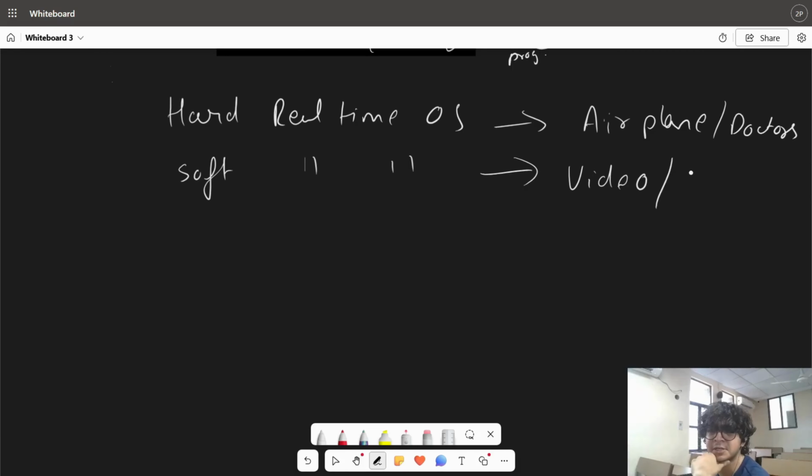Or another example you can take is games. You must have seen in games that ping is coming, a 300 ms ping. Why is there ping? Because these are based on soft real-time OS, because our priority is not to give you each and every piece of information at that specific point of time. A little delay is fine. So those kinds of systems are used where we don't need the exact information at the very specific time. So I hope the difference between hard real-time OS and soft real-time OS is clear.